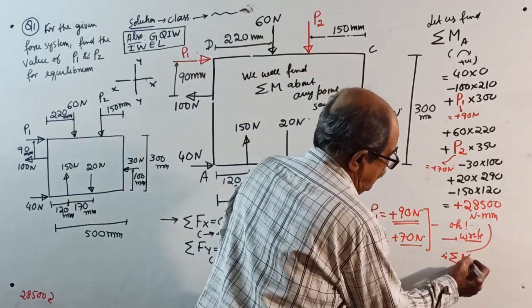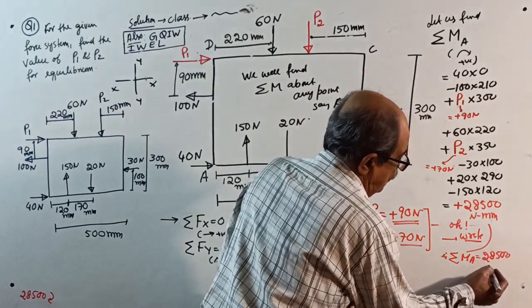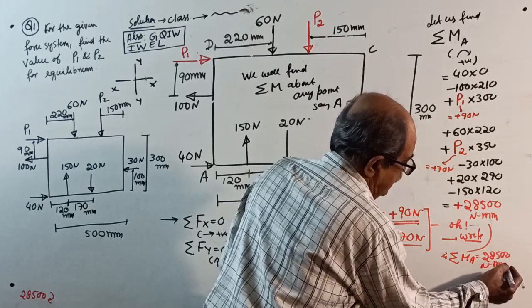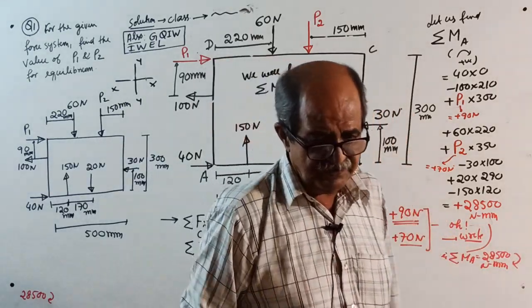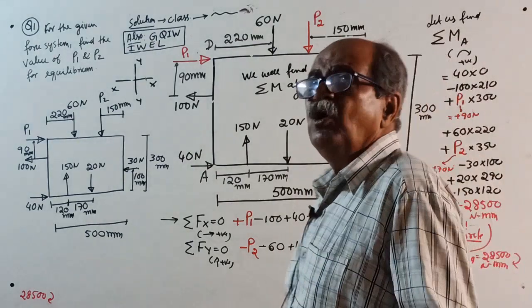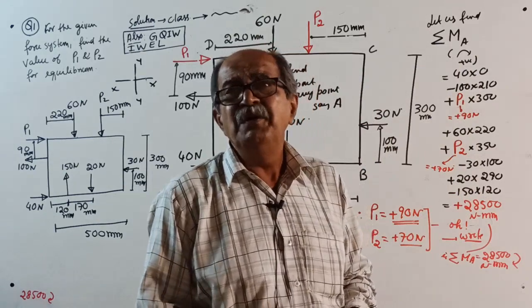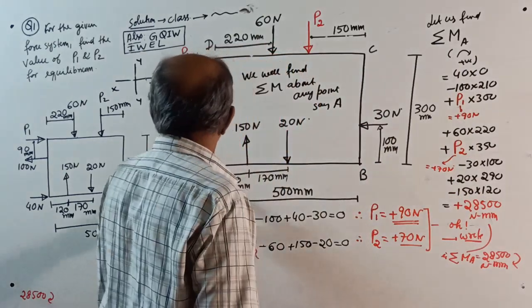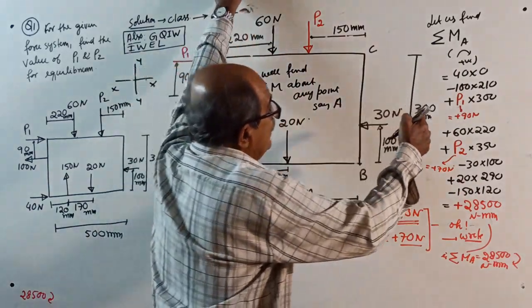That is sigma m about A equal to 28500 Newton millimeter clockwise. Suppose you get negative, write anti-clockwise. This all you know it. I should not repeat it. Okay. Now, only for concept, we took moment about A. Somebody will ask in the class, sir, suppose you take moment about B, what will happen?